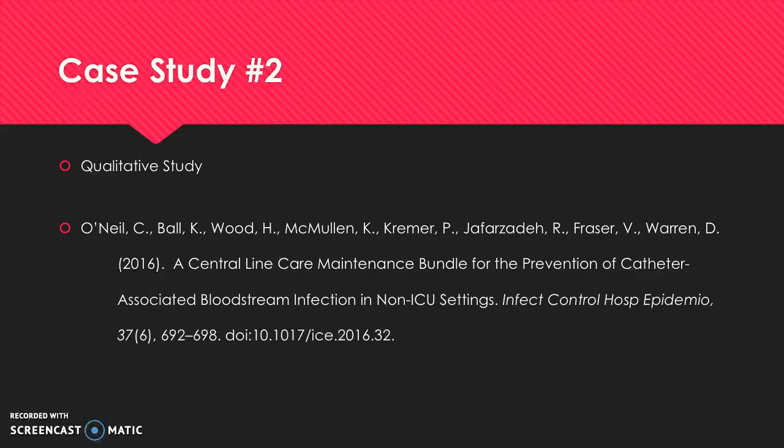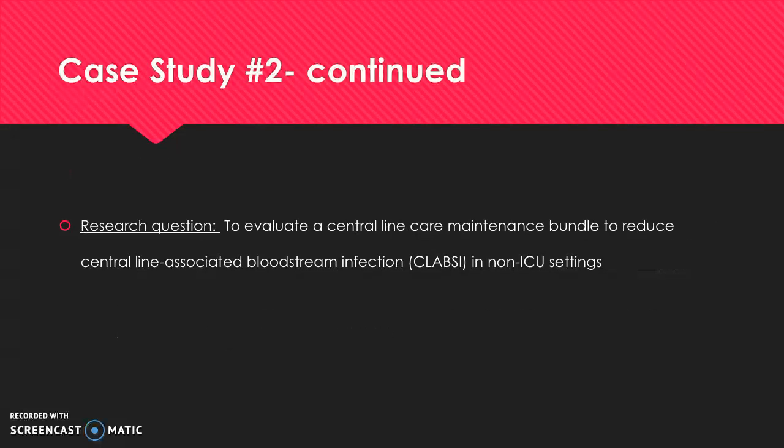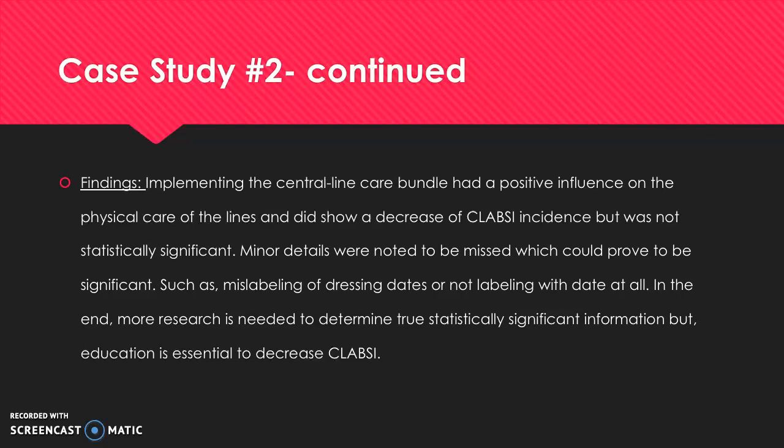The second case study was a qualitative study written by O'Neill and the other authors. The research question was to evaluate a central line care maintenance bundle to reduce central line associated bloodstream infections in non-ICU settings. And the target population of this was a 1,250 bed teaching hospital. 8 wards were used in total, 4 served as control groups, and 4 received the intervention. The findings of this study were that implementing the central line care bundle had a positive influence on the physical care of the lines and did show a decrease of CLABSI incidence, but was not statistically significant.